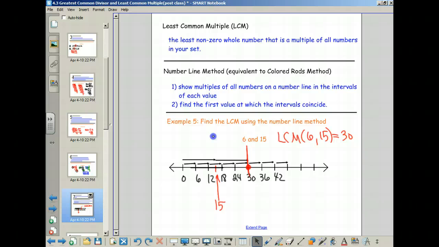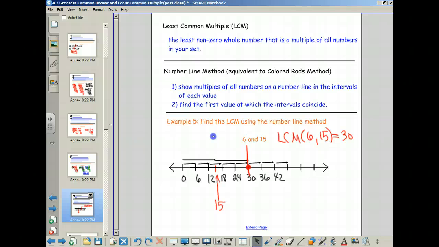Okay. Everybody with me on that? All we're doing is we're making jumps along the number lines at the size that it says. So I made jumps or leaps or arrows along the number line of size 6. I made jumps of size 15. And the first place where they stop in common will be the location of the least common multiple. There will be plenty of other places where they stop and things are in common, but I want the first one. Okay?